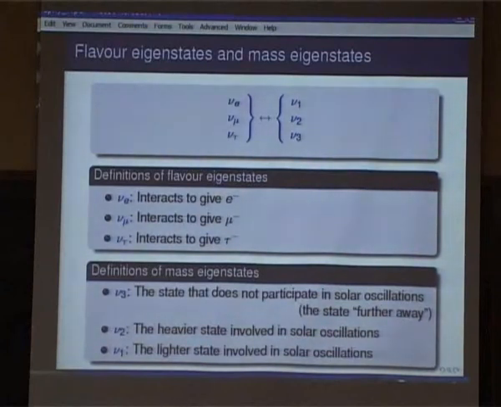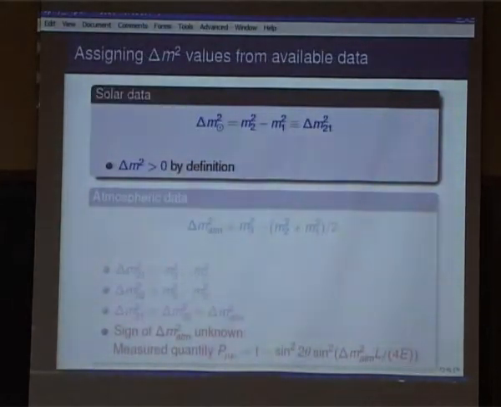But that's the definition of mu 1, mu 2. So now we know what is our basis of neutrino flavor eigenstates, and we know what is the basis for mass eigenstates. So now let's see what you can say about delta M squared.